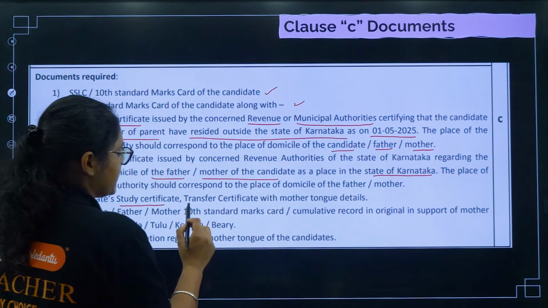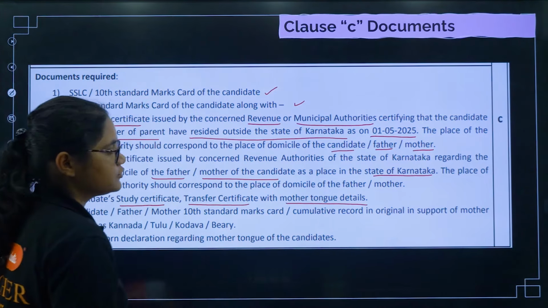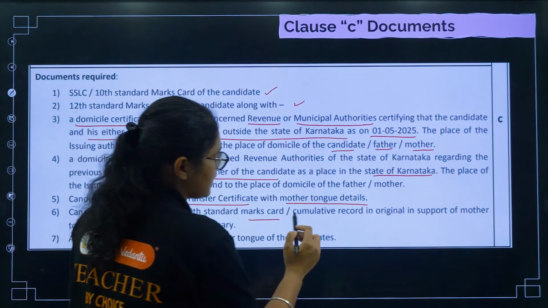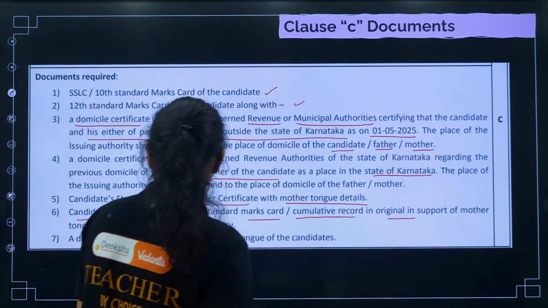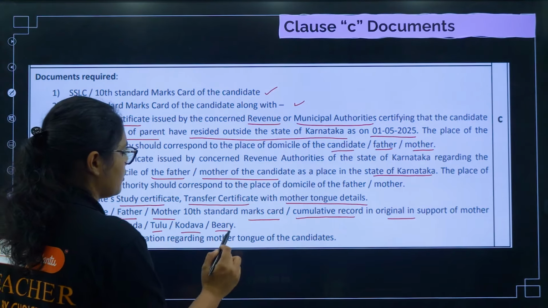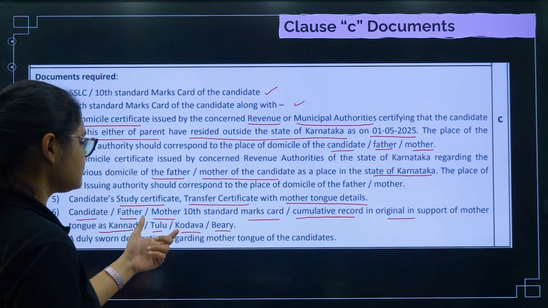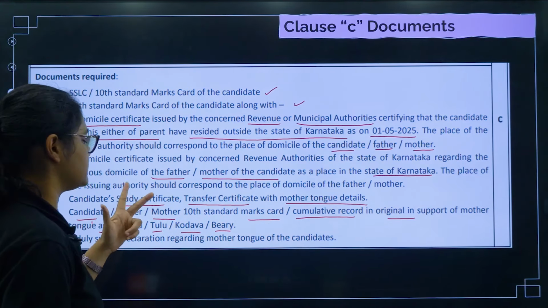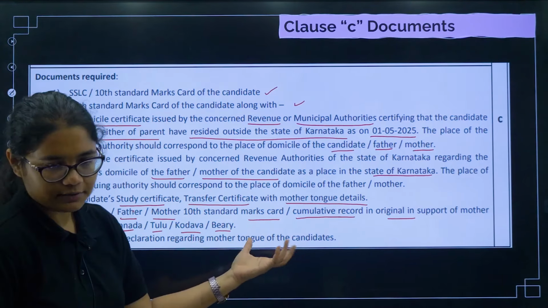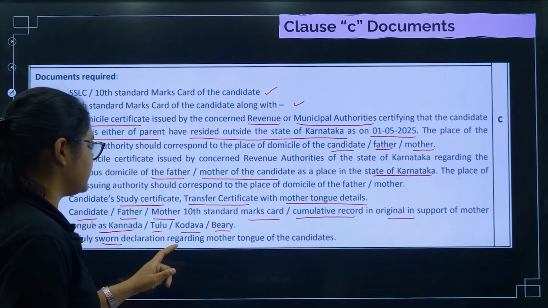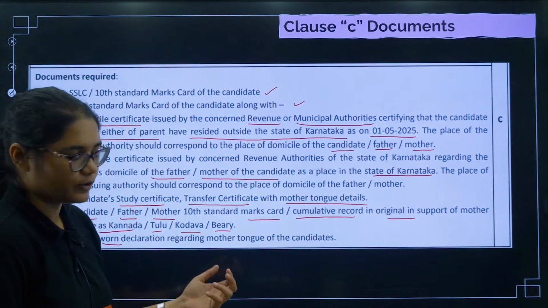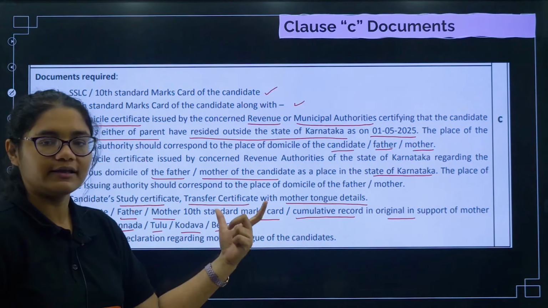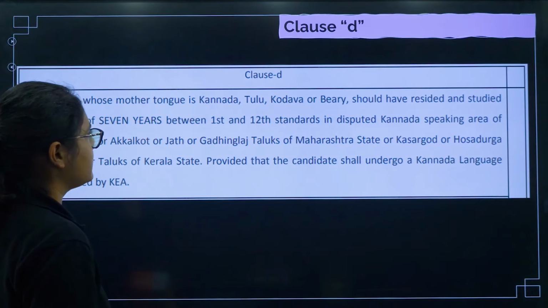Next, your study certificate, transfer certificate with mother tongue details should be submitted. Next, the candidate, their father or mother's 10th standard marks card, a cumulative record in original in support of the mother tongue as Kannada, Tulu, Kodava or Beri. Okay, you also need to show that your mother tongue is Kannada. For that, you can submit either yours or your father's or mother's 10th mark card. Next, a duly sworn declaration regarding the mother tongue of the candidate. So you have to give that declaration that your mother tongue is Kannada.